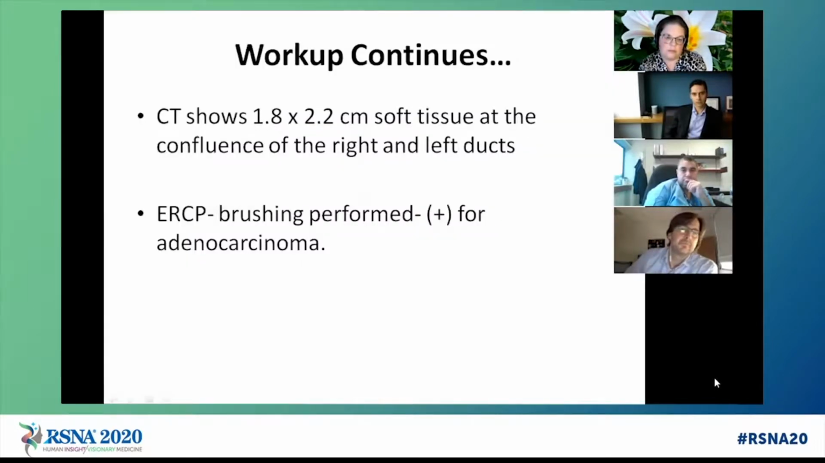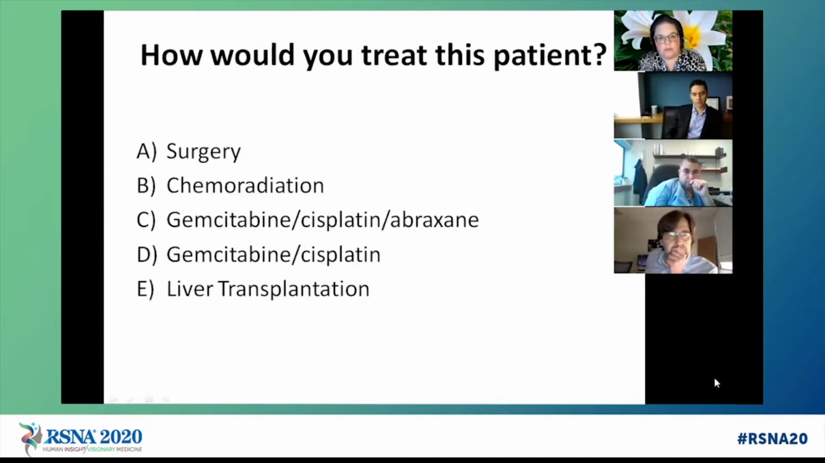Okay, and so as you mentioned, that's what the CT showed, a Klatskin's tumor, and the ERCP did in fact show and was positive for adenocarcinoma. So how would you treat this patient with a Klatskin's tumor? And I'll give this question to Dr. Kadan.